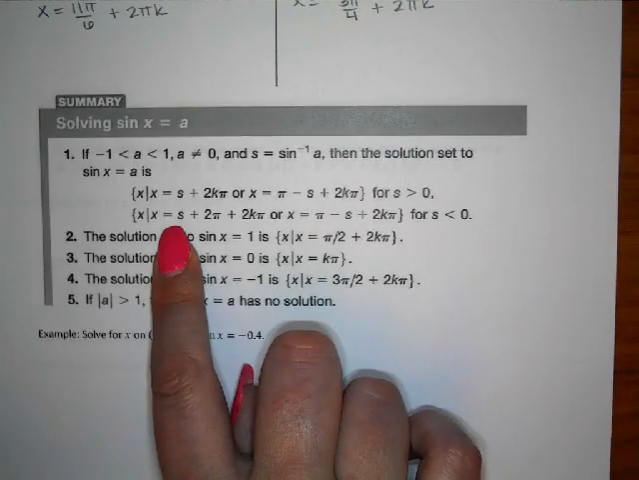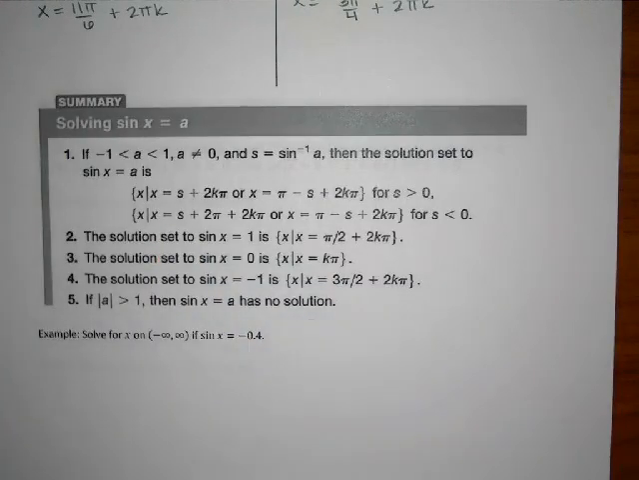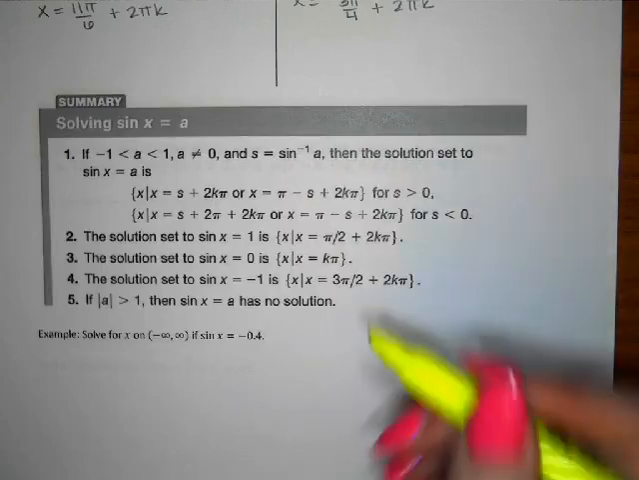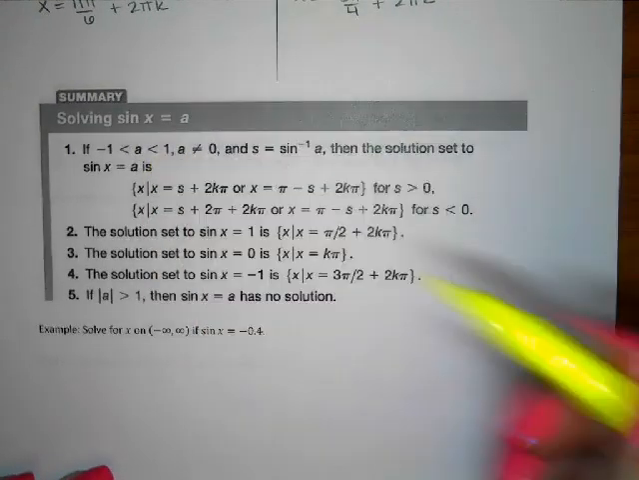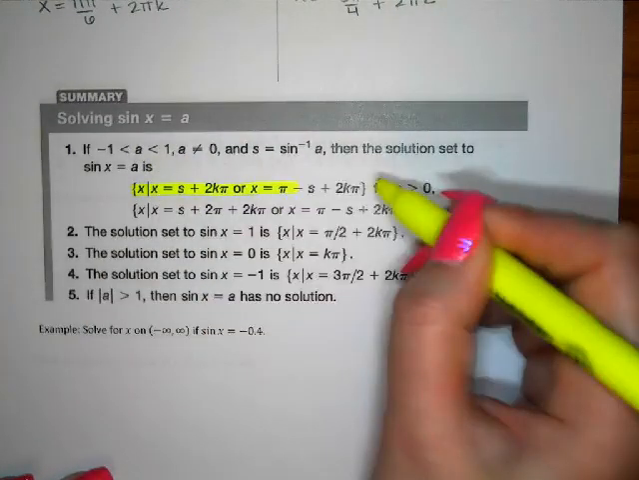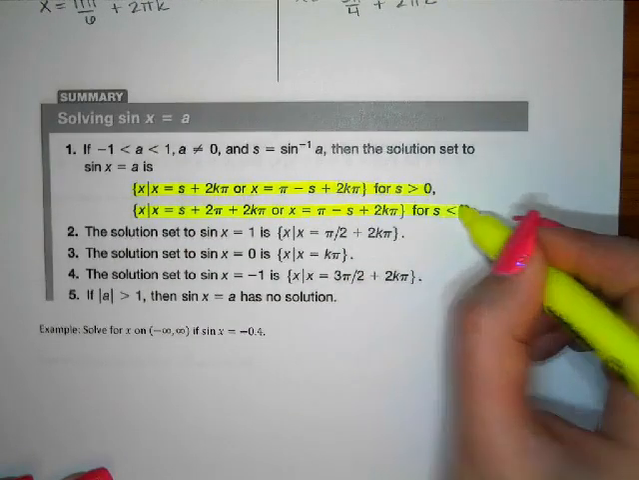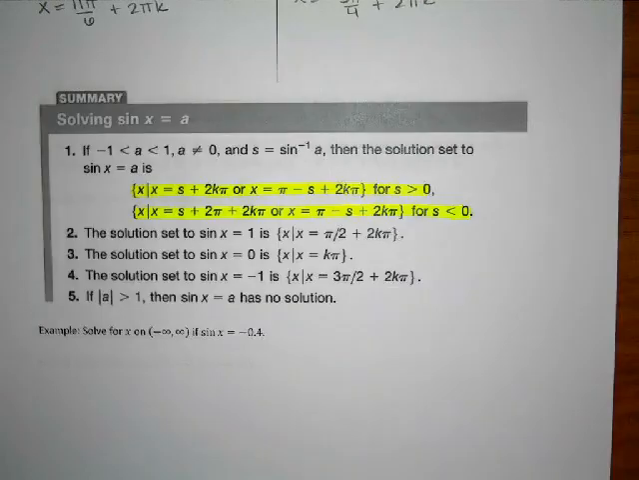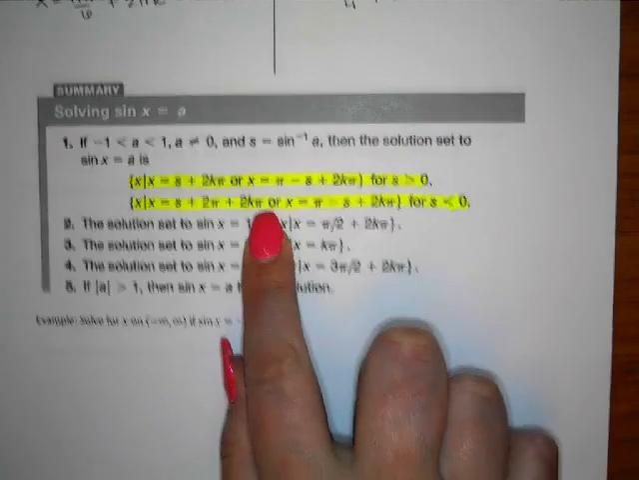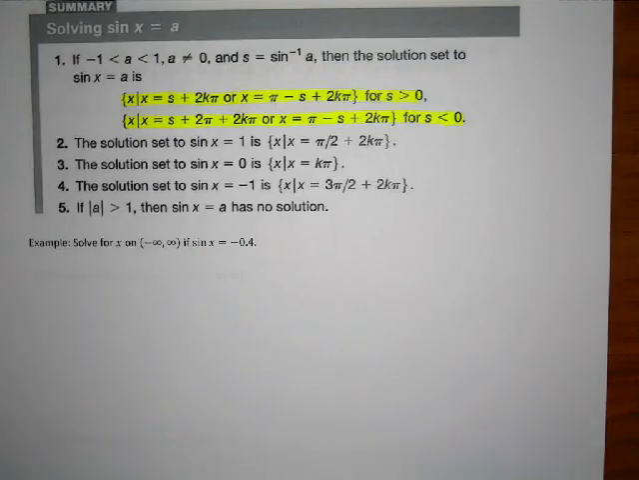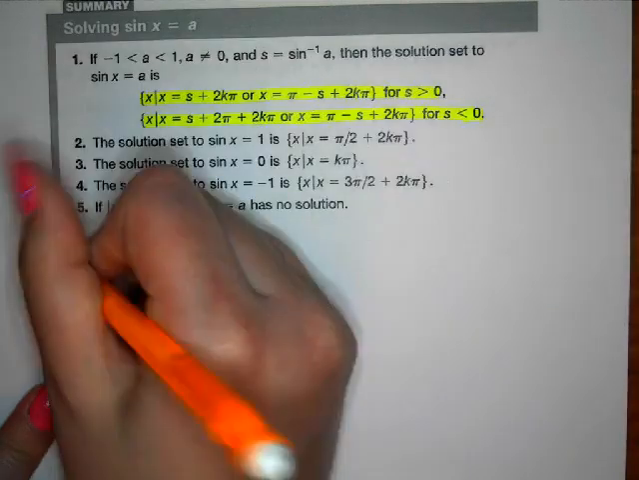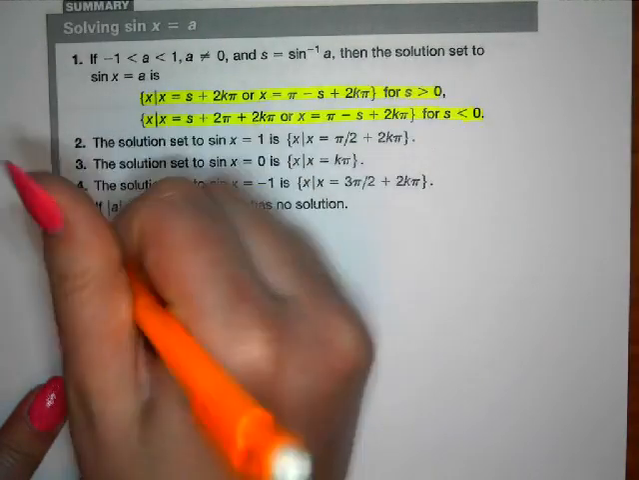I just lost my highlighter. We have these other two rules, which are going to be beneficial anytime we have a number that's not on the unit circle. So we're going to use this little rule down here when we do this next problem because we have a decimal.